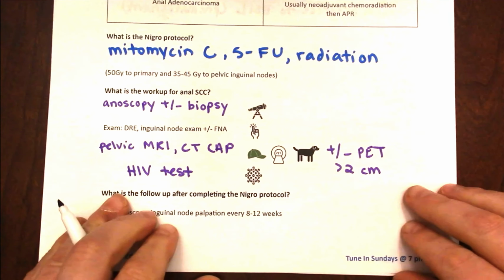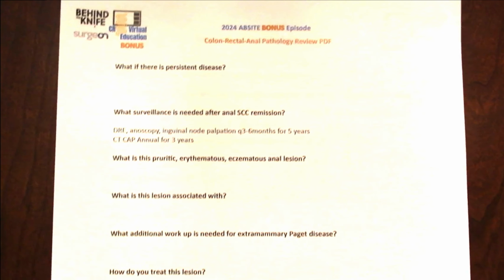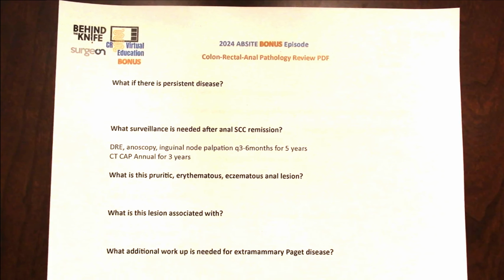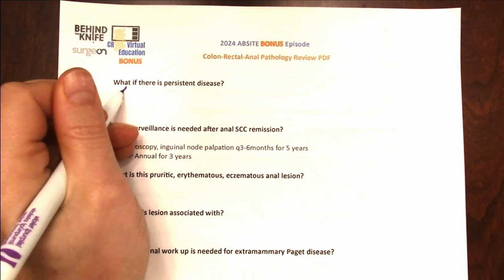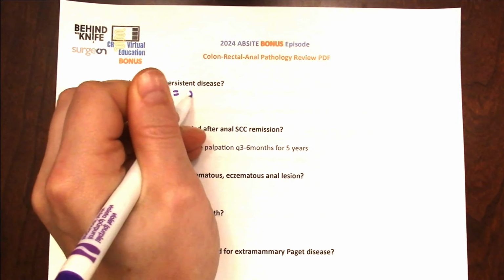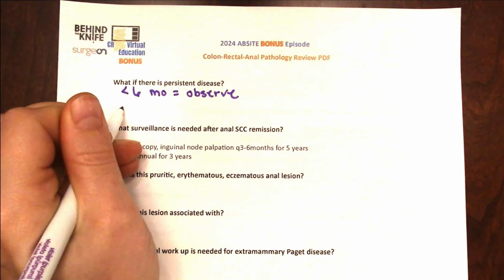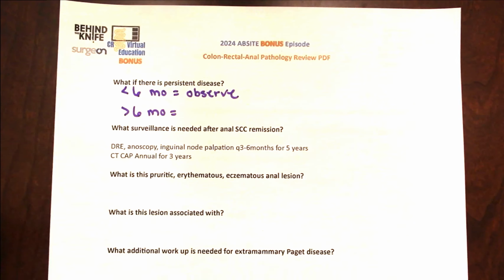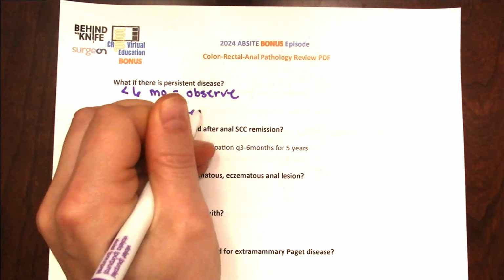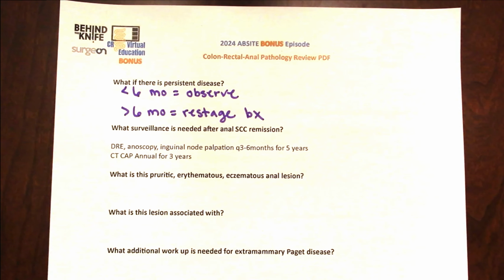Okay, and what if the patient has finished their NIGRO protocol, their chemo radiation is done? What if there is persistent disease on follow-up? What do you do? Yeah, so if there's persistent disease and it's been less than 6 months since they completed the protocol, then they would continue to watch and reassess the disease. But if it's been more than 6 months and there's still persistent disease, then at that time you would restage and rebiopsy the lesion. And depending on the results of that, then you may perform a salvage abdominal perineal resection.